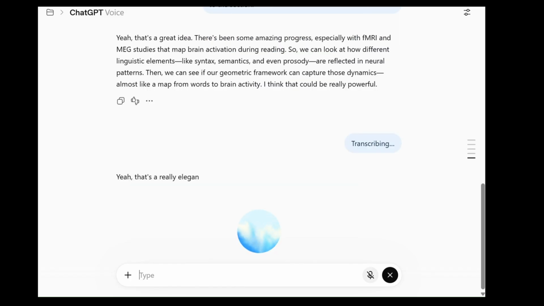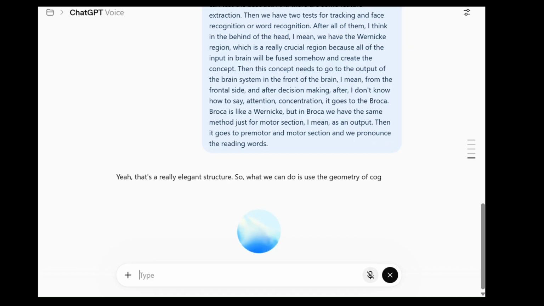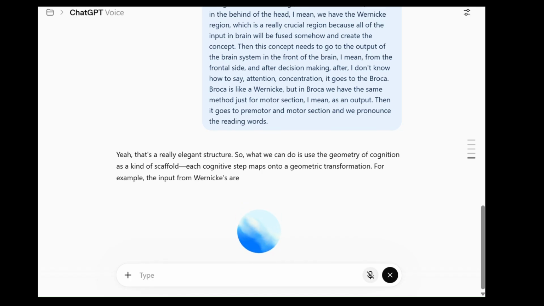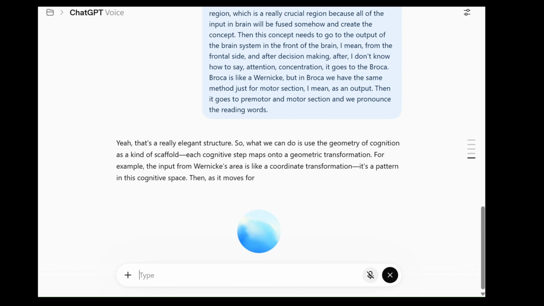Yeah, that's a really elegant structure. So what we can do is use the geometry of cognition as a kind of scaffold. Each cognitive step maps onto a geometric transformation. For example, the input from Wernicke's area is like a coordinate transformation. It's a pattern in this cognitive space.